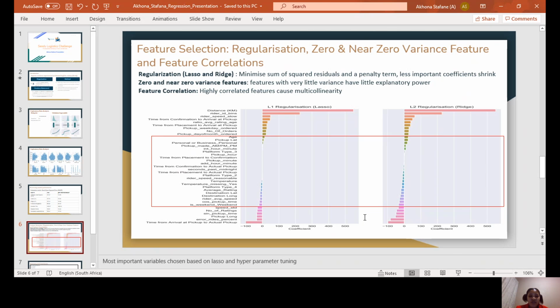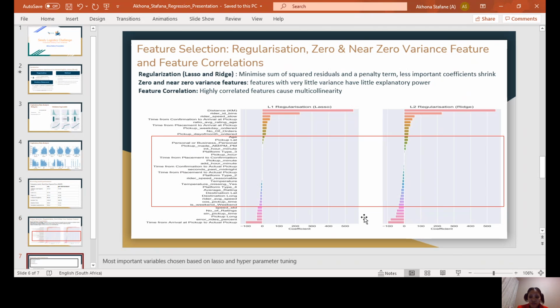Zero to near zero variance features identify features with little variance and exclude them from the model since they have little explanatory power, whereby feature correlation looks at the correlation of the features and of course excludes features with high correlation, so as to avoid multicollinearity in the model.